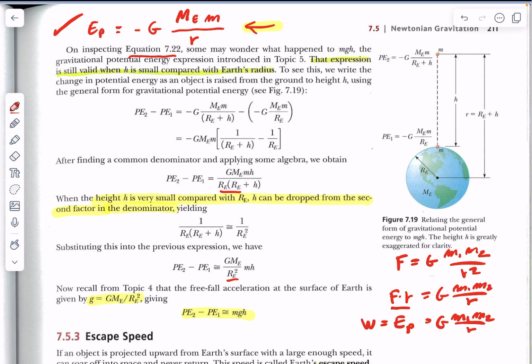Now, this equation, what we're going to derive down here, is mgh, the simplified version of potential energy, which is only true when h is very, very small compared to the distance that an object is way far from the earth. When h is very small, meaning you're very, very close to the surface of the earth.